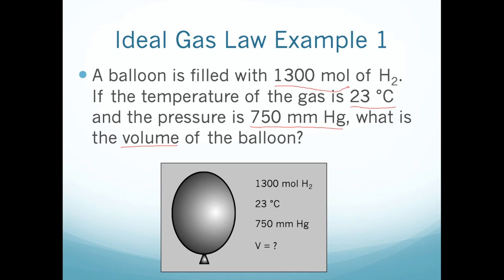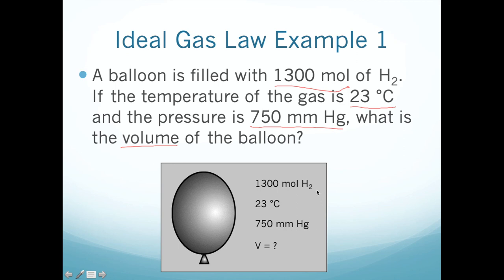Right? Now, with your formula, PV is equal to nRT, you have to know the value of R, 0.0821 liter atmospheres per mole Kelvin. And again, you don't have to memorize that, but you should have that in front of you to do this problem. But especially notice the units there, liter atmospheres per mole Kelvin. So we're going to solve for our volume in liters, but in order to do that, we need our pressure in atmospheres, which they're not.